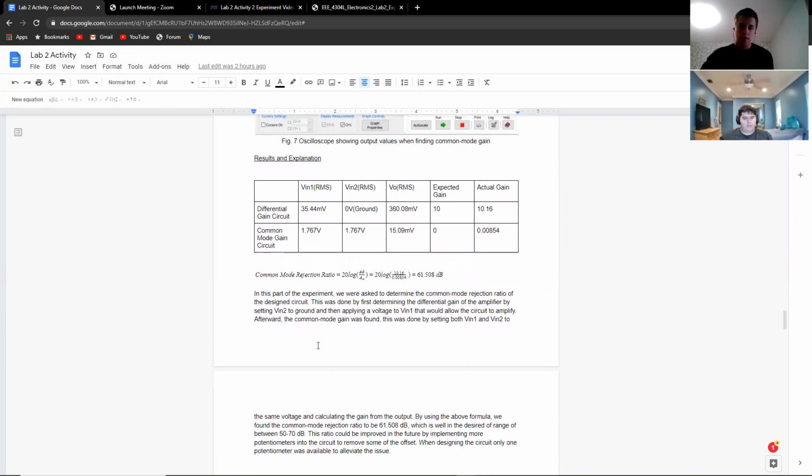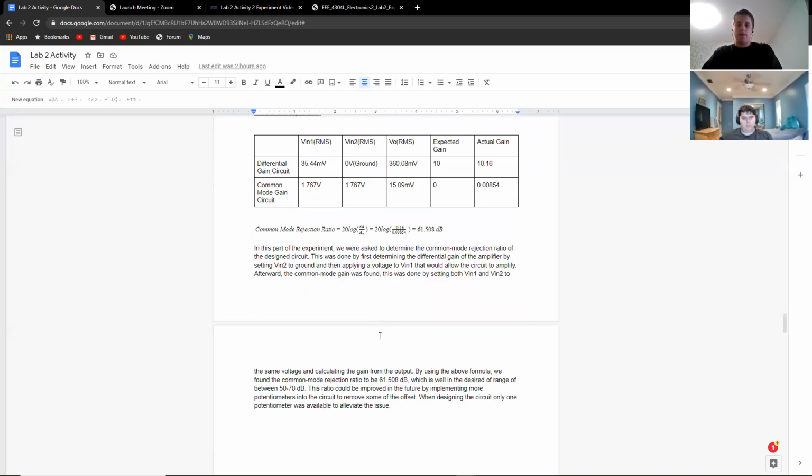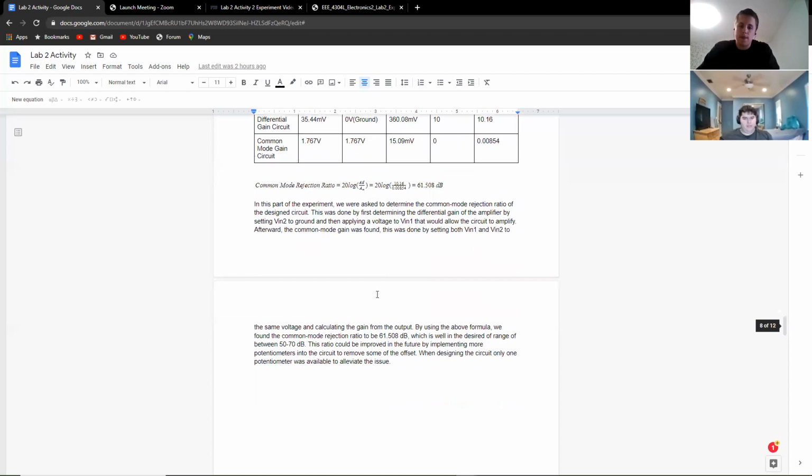0.0854. To find the common mode rejection ratio, we have to use 20 log of the differential gain over the common mode gain. This was the equation we used and filled out, and we got an actual common mode rejection ratio of 61.508 dB, which was very good since the expected value for an LM741 is between 50 and 70 dB. So we got a value in that range.